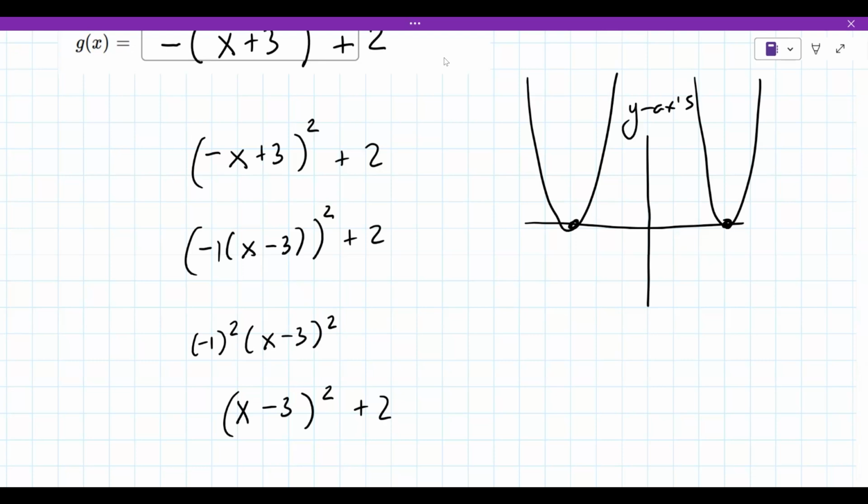Okay. So negative, write this down. x plus 3 would be flipped upside down.